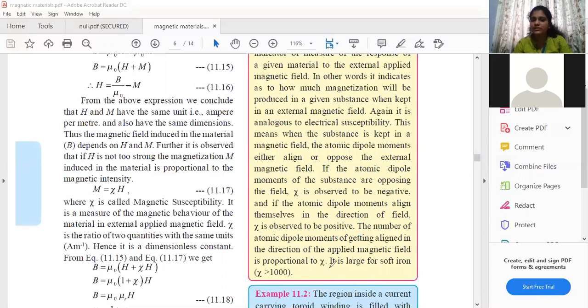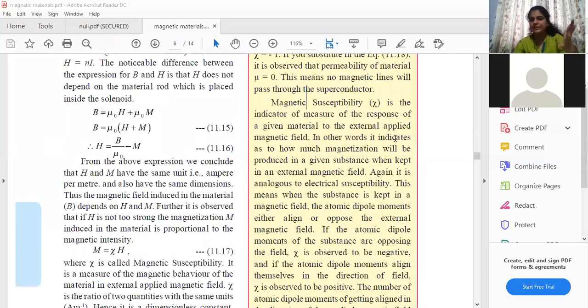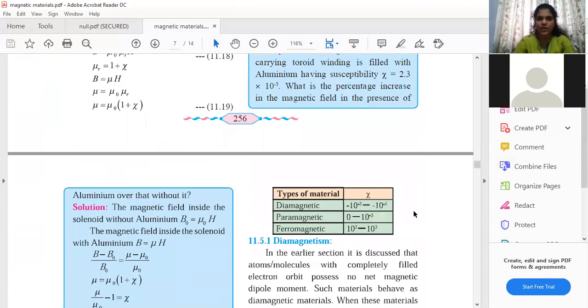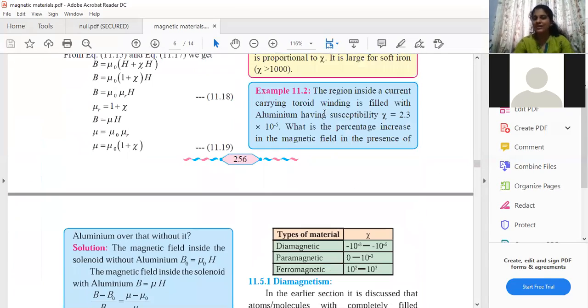And then this last point, it is large for soft iron. It is more than 1000. That is, the value for the dipole moments in alignment with the external magnetic field is greater than 1000 for soft iron. So this was about permeability, to be more specific. Permittivity comes inside the electric field and all. So they have not explained anything about it. Knowing about permittivity is important. Now let us look at this solved example quickly.